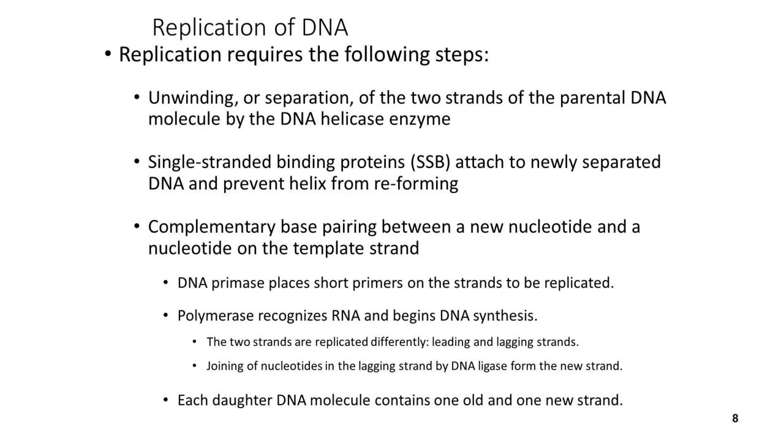So, in order for replication to happen, a couple of steps must be followed. First, we have the unwinding or separation of the two strands of the parental DNA molecule. Okay, like I said, those rungs are going to break and it's going to open. And that is able to happen through the help of DNA helicase, which is an enzyme that comes in and cuts those nucleotide bases apart, opening up that strand. The single-stranded binding proteins, the SSBs, then attach to newly separated DNA and prevent the helix from coming back together.